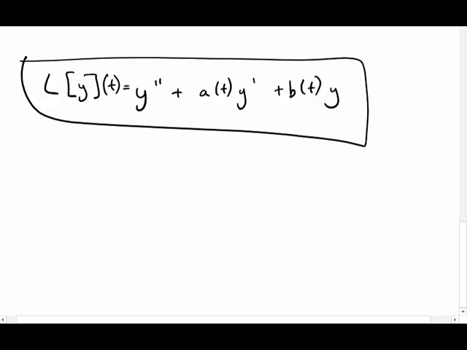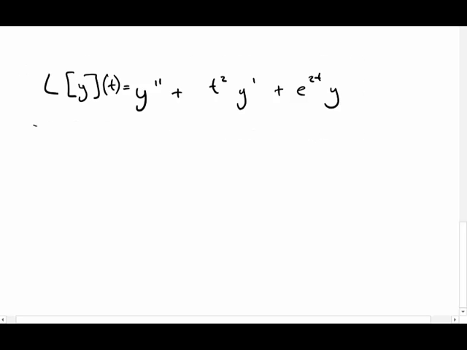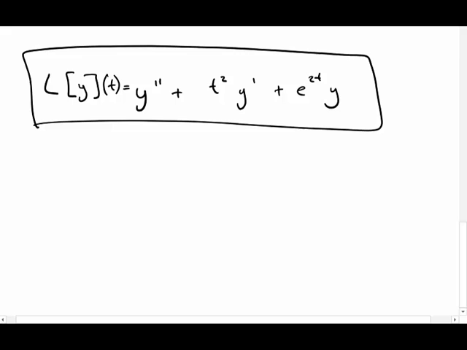Now let me show you by an example, because hopefully it'll make things a little bit clearer. Instead of just being general, let's use a specific example. Let's say a of t is t squared, and b of t is, I don't know, e to the 2t. So now I have my differential operator defined. If I put a function in, let's say y equals sine t.